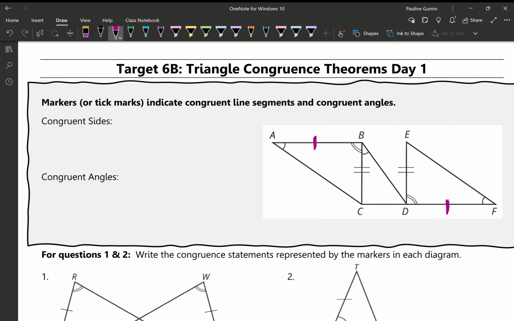So let's write that down. We have AB is congruent to DF. I only have one other side marked congruent, and that's the one with double ticks. So that means we've got BC congruent to ED.